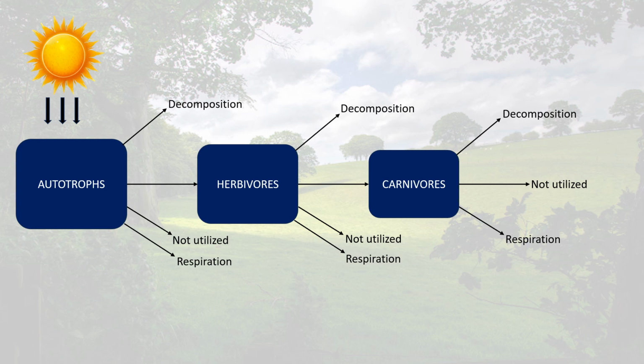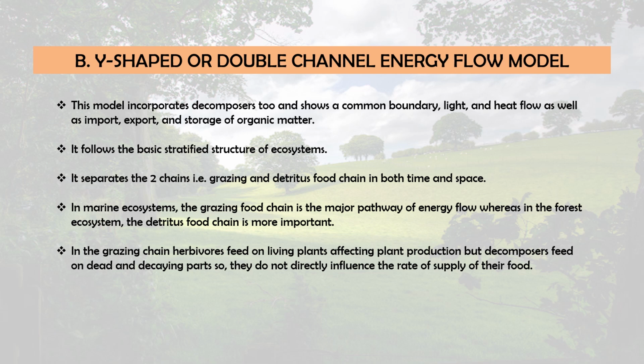The next one is the Y-shaped or double channel energy flow model. In this model, we have given a place to decomposers also, and it shows a common boundary. The light and heat flow is also shown in this model, with import, export, and storage of organic matter also shown in this model.